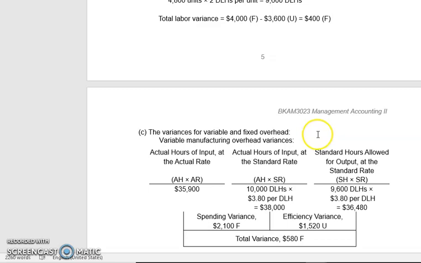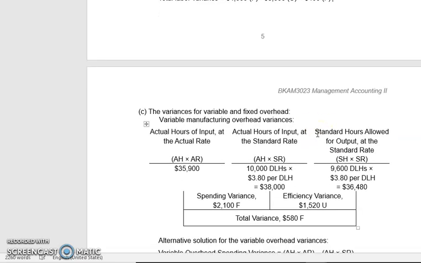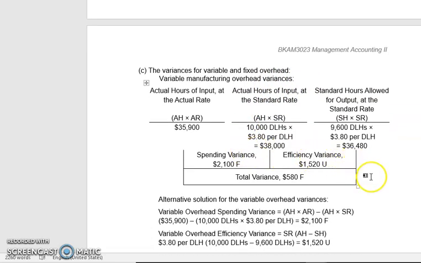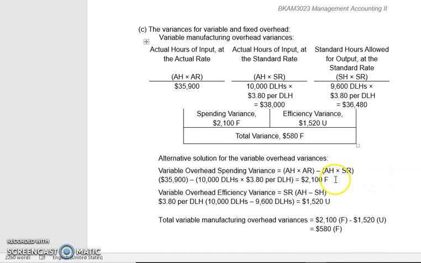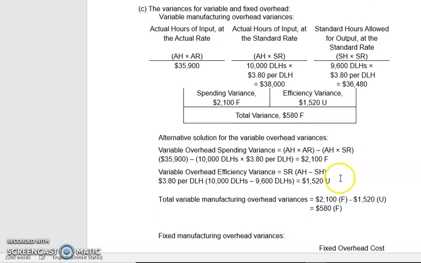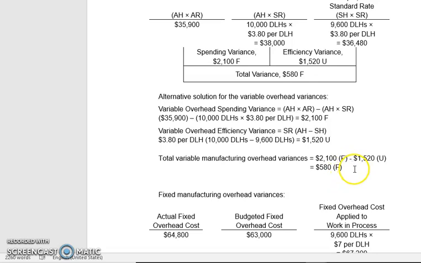The variances for variable and fixed overhead. Variable manufacturing overhead variances: you can do like this, or you can calculate like this. Variable overhead spending variance is actual hours times actual rate minus actual hours times standard rate. So you get 2,100 favorable. And for variable overhead efficiency variance, we get 1,520 unfavorable. So the total variable manufacturing overhead variance is 580 favorable.